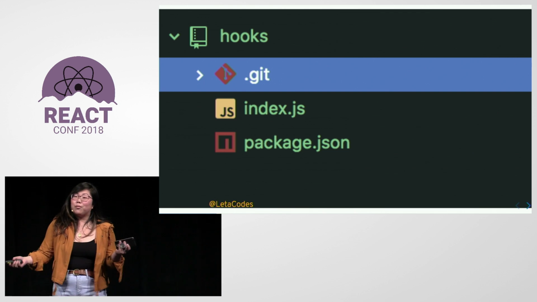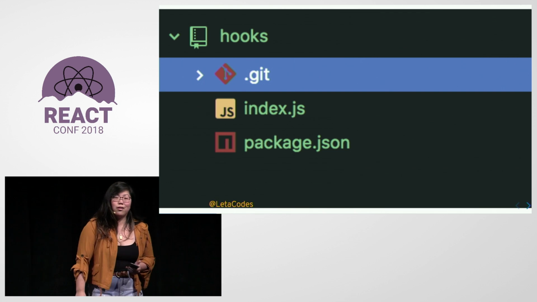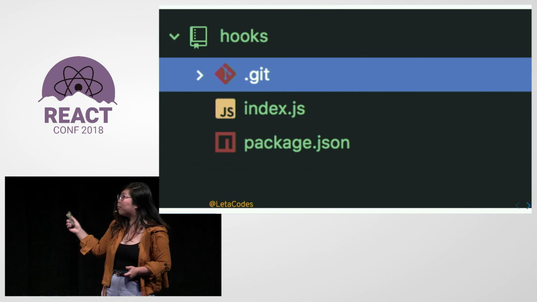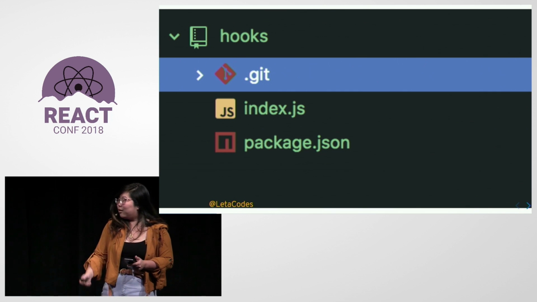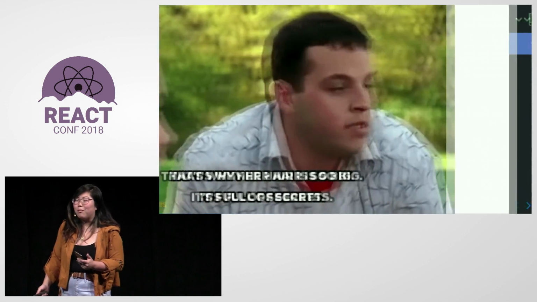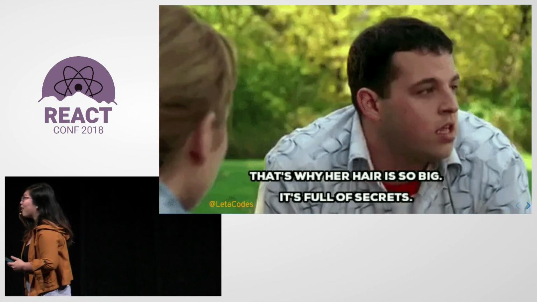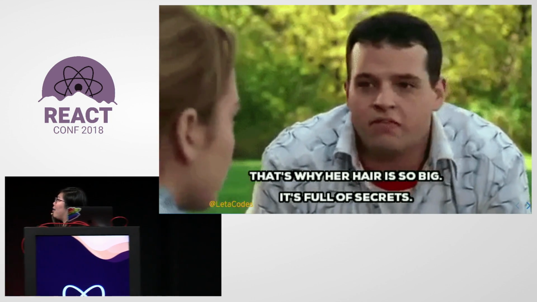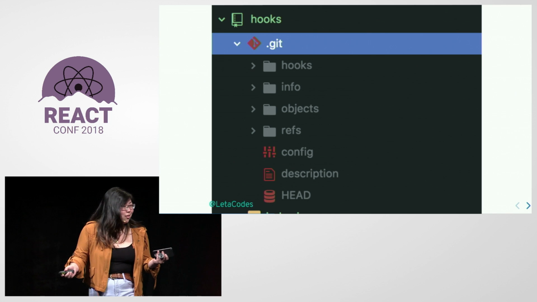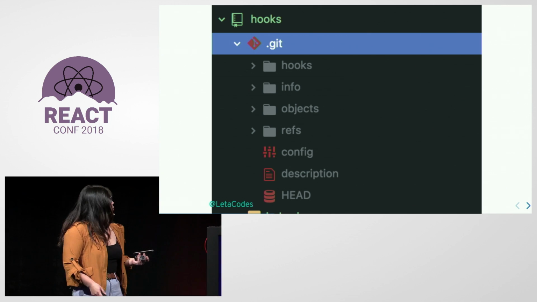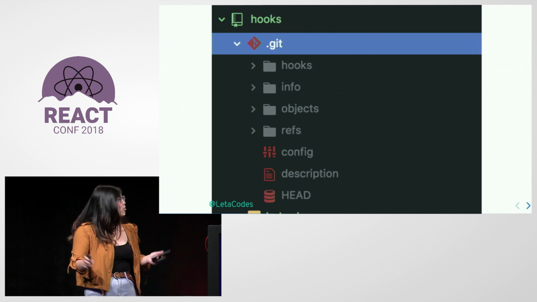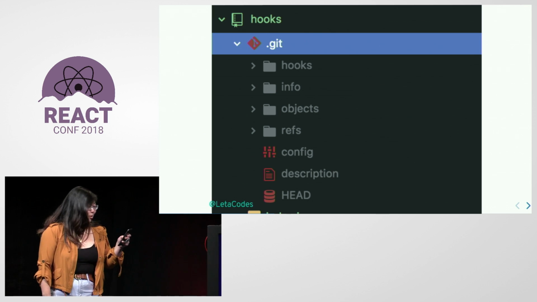Every time we run git init in a new repository, it creates this .git directory in the root of our projects. And if you've ever actually dug into it, you'll realize it's full of secrets and magic. There's a lot going on in there. It keeps track of the current head that you're on, all of your history of commits, a lot of cool things. But we're going to be focused on that first directory called hooks.